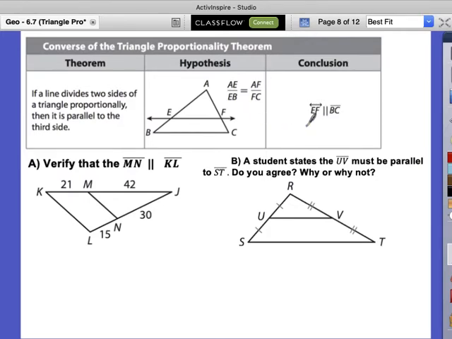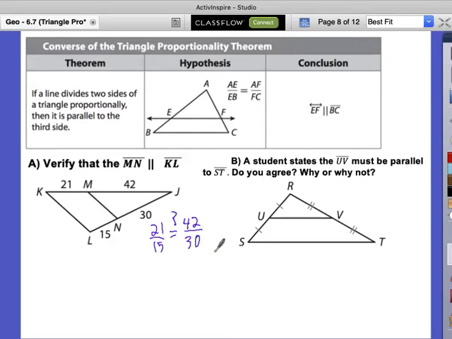So here, verifying that segment MN is parallel to KL, if we set up a proportion here, and it works, they're the same, then they're parallel. If it's not, they're not. Can somebody help me set up a proportion here using that kind of proportion setting up we just did on the previous slide? 21 over 15 equals 42 over 30.